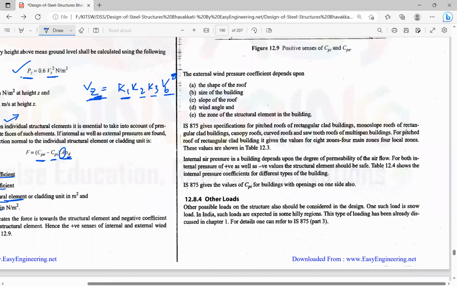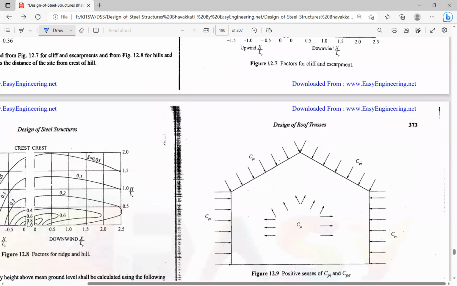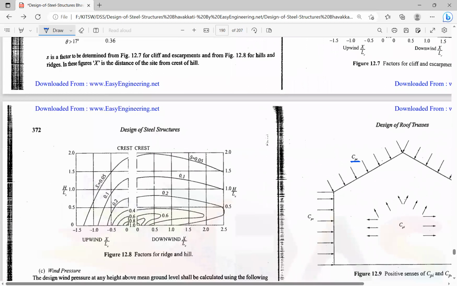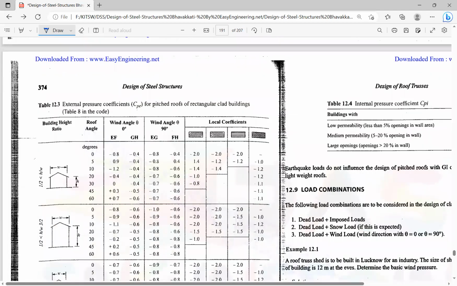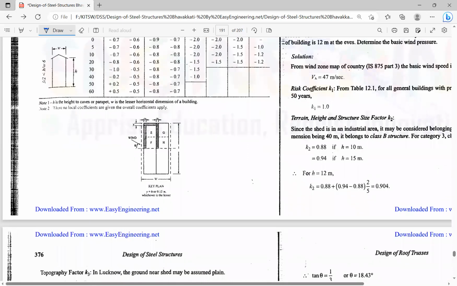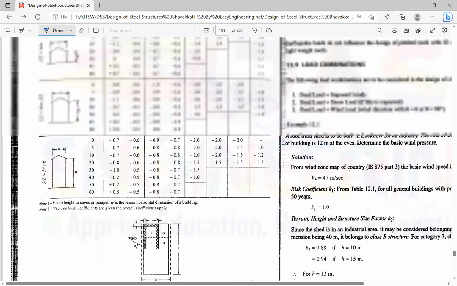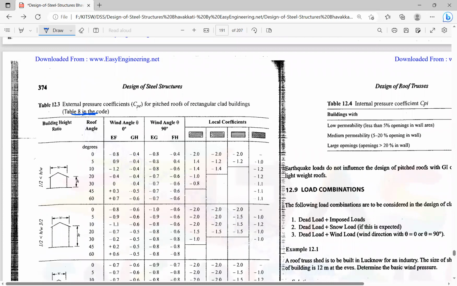We'll see a simple problem so that you can understand better. You can observe here CPE is external, CPI is the internal pressure. CPE is the external pressure coefficient, CPI is the internal pressure coefficient. These are the pressure coefficients. CPE values are in Table 8 in your code Part 3. We'll see one simple problem on this.